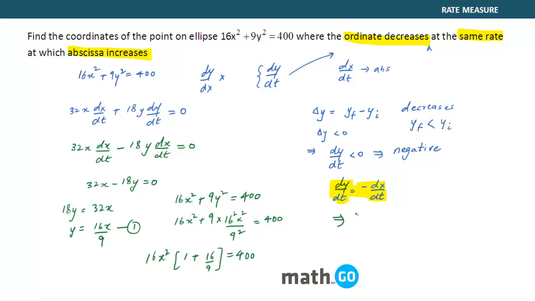If you solve this completely, you should get that x square is equal to 9, and this implies that x is equal to plus minus 3. Since x is plus minus 3, definitely you will get two values of y when you put it over here. How many values of y will you get? Yes, two values again, that is plus minus 16 by 3. So there are 2 points at which the rate of change of ordinate is equal to the rate of change of abscissa, right? This is how you solve this particular problem.